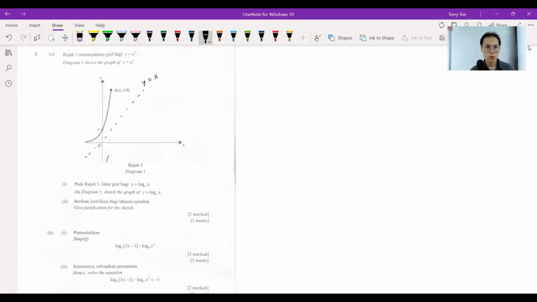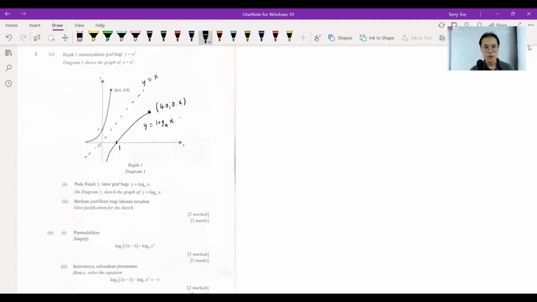So it should pass through 1 like this. Now when you reflect, the x and y values will interchange. Instead of (0.6, 4), it's now (4, 0.6). Instead of (0, 1), this one will be (1, 0). Yeah, so there you go. This is the graph of y equals log base a x. Okay, so I've done the graph here.